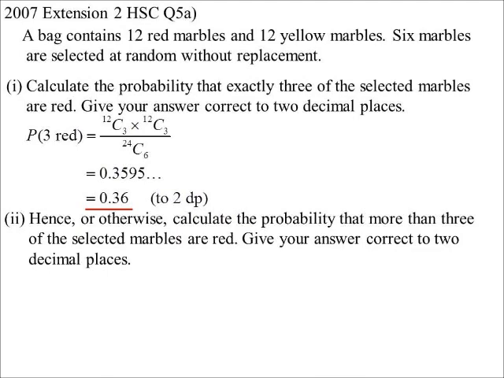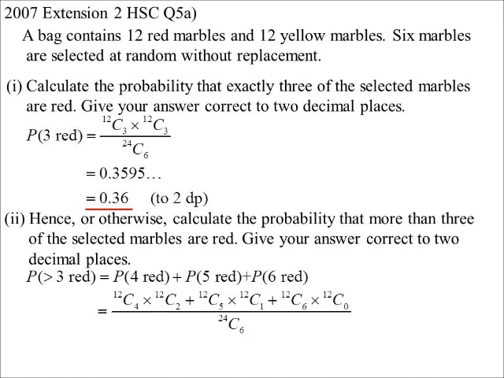Okay. Hence or otherwise, calculate the probability that more than 3 of the selected marbles are red. The first part, I'd call extension 1. This second part is where you really have to do some thinking. More than 3 means 4 of them are red, 5 of them are red, or 6 of them are red. So I could simply add all that up on the top.